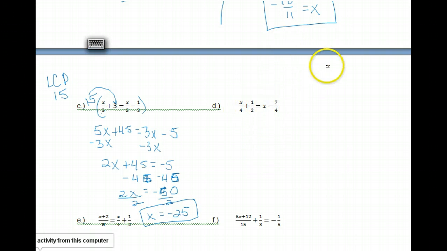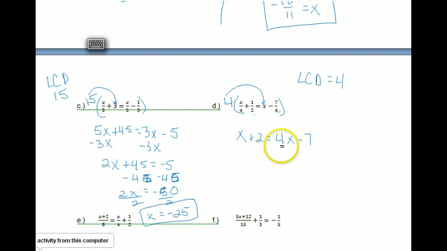For letter D, your LCD here is 4. So we're going to put parentheses around everything, and we will be distributing in a 4. 4 divided by 4 is 1, so that leaves us with an x. 4 divided by 2 is 2. 2 times 1 is 2. This term is not fractional, so we will just distribute and get 4x. 4 divided by 4 is 1, times negative 7 is negative 7.